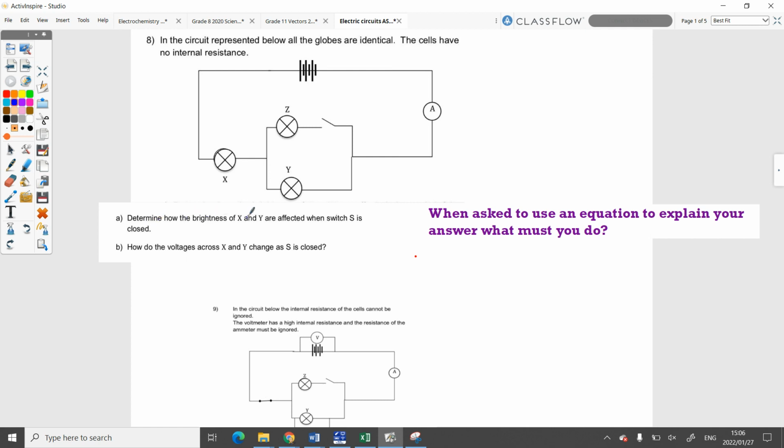was determine how the brightness of X and Y are affected. So we did do this in class when switch S is closed. What is brightness connected to? Power. So if you're looking at this one, is there anything going through light bulb Z at the moment? No. The question asked about X and Y. So you were told that they are identical and the cells have no internal resistance.